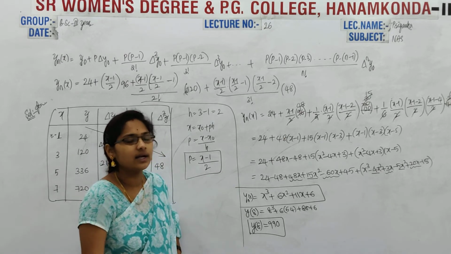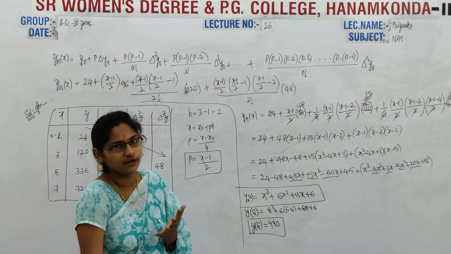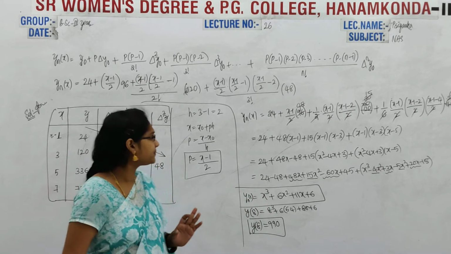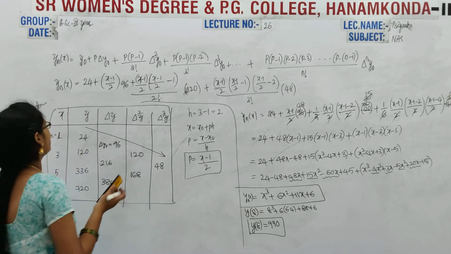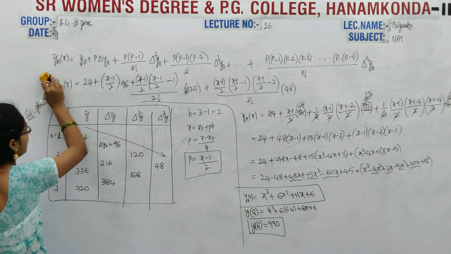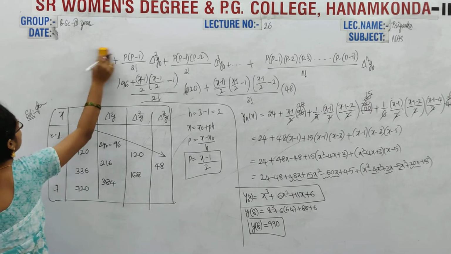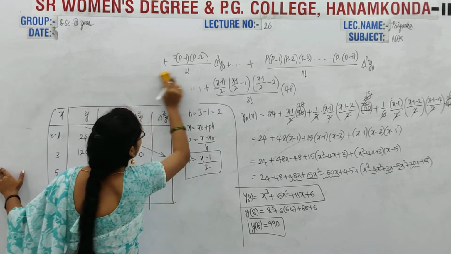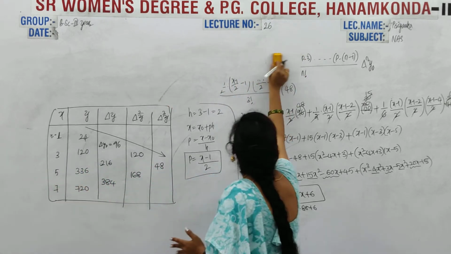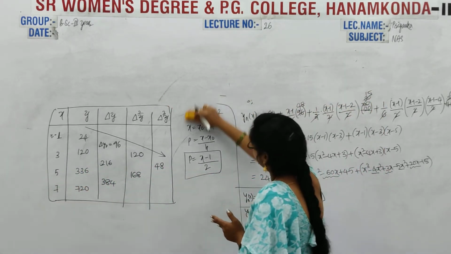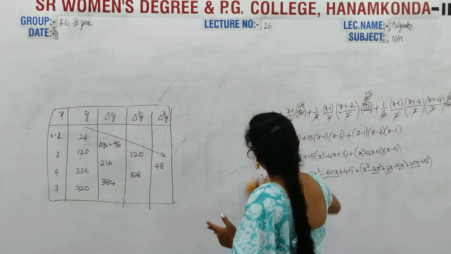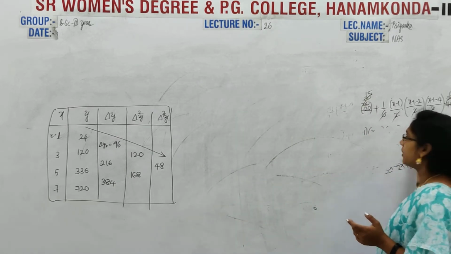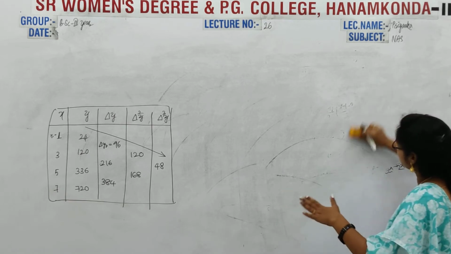If they ask for some value, if they give any value for x, then simply you have to substitute that value in x. Okay? So this is nothing but forward. Next I am going for the backward. So backward will be the same, of course the table will be the same, but the formula is different and every value will be different. So now I am going to use the next concept, backward, for the same problem.